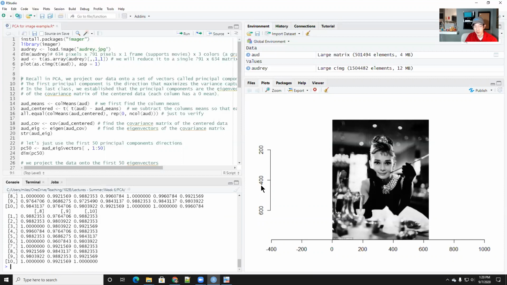So what we can do is perform principal components analysis on this. We can do PCA, and rather than think of it as an image, 634 by 791 pixels, 791 rows and 634 columns, we can treat each column of pixels as a variable. So we have 634 variables. And can we reduce this down to, say, 50 principal components? That's what I'm going to try to do.